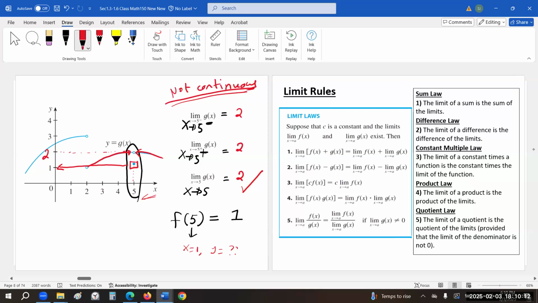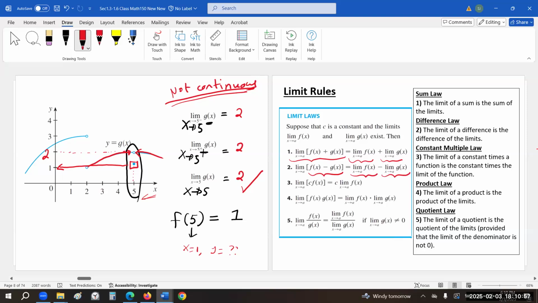Let's see what we have now. Limit rules. So all of these are just basic rules, okay? The first one is saying if you add two functions and you're trying to take the limit of their sum, you can simply take the limit of each individual function and then add them. So the limit of the sum of the functions is the sum of the limits.